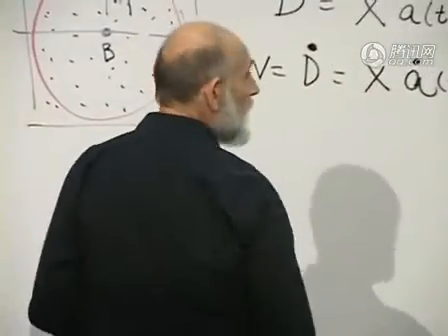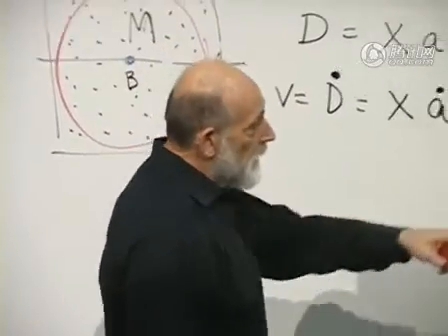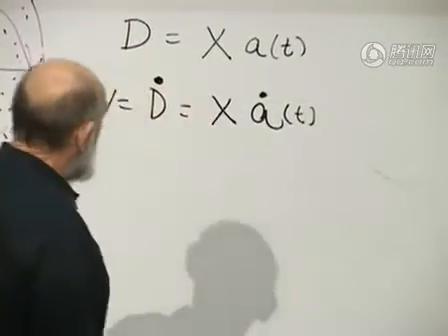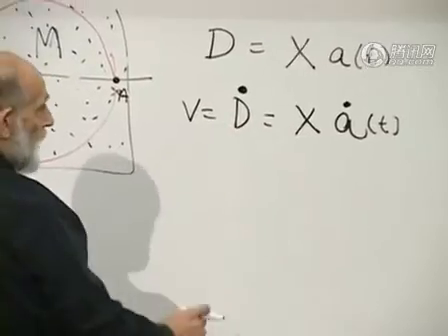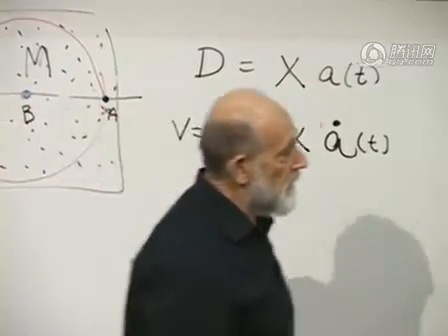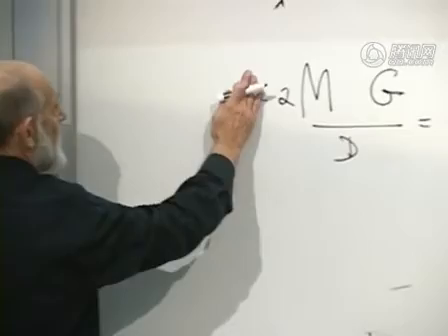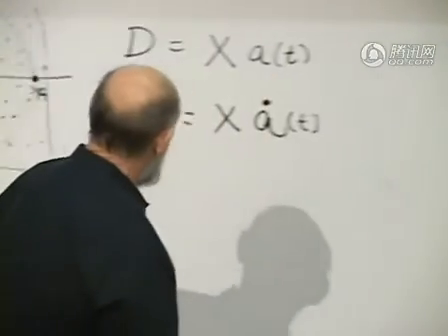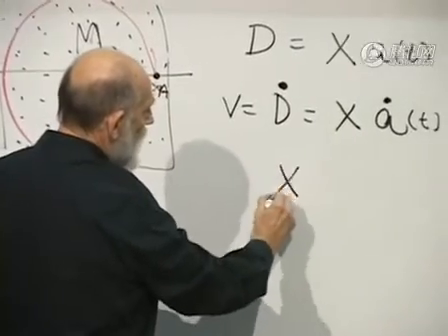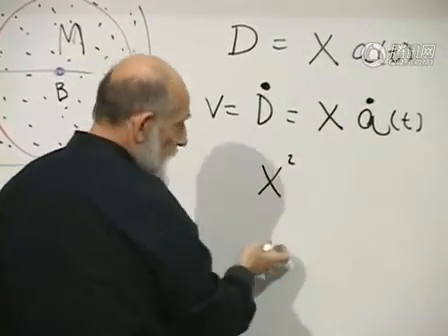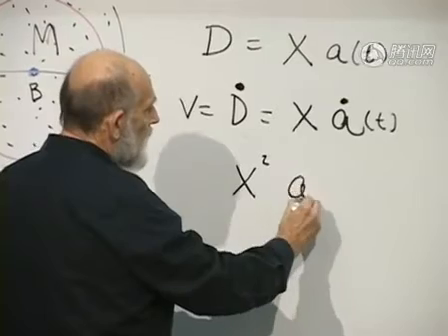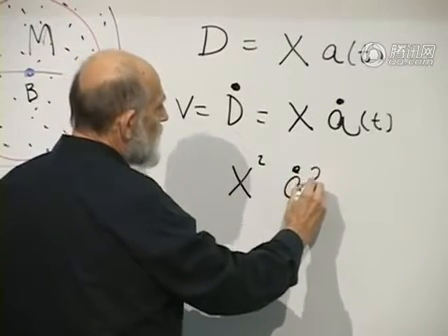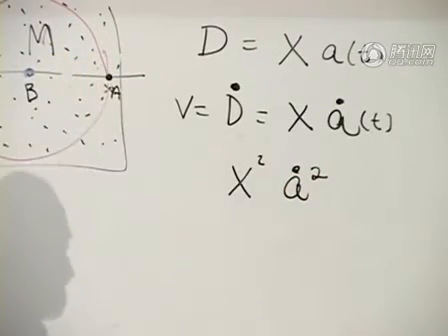Okay, let's plug in here and see what we get. The square of the velocity, that's the first term here, velocity squared. Velocity squared, that's x squared, that's fixed, that's constant, times the square of the time derivative of the scale factor.